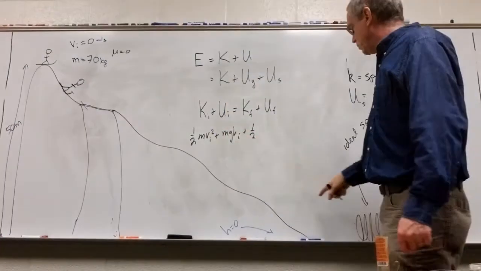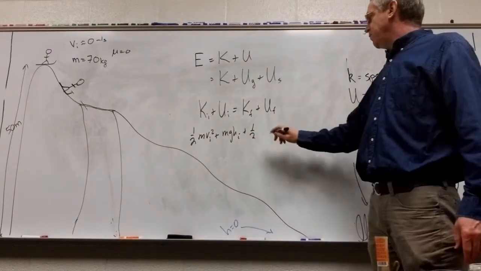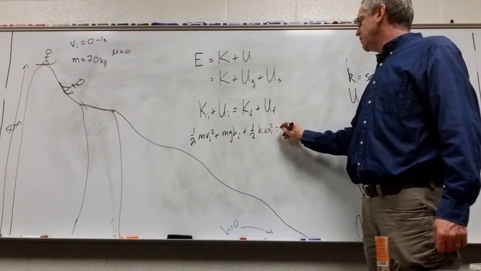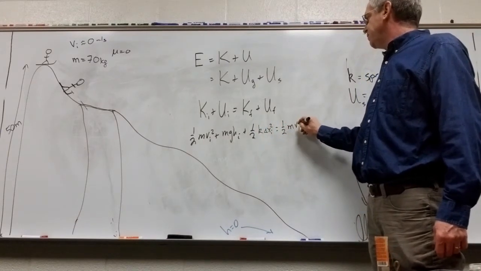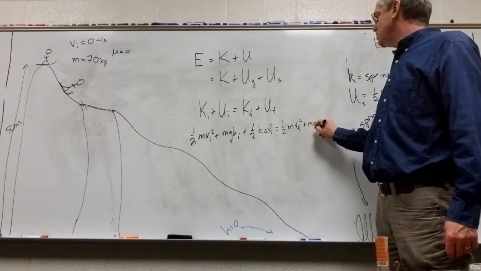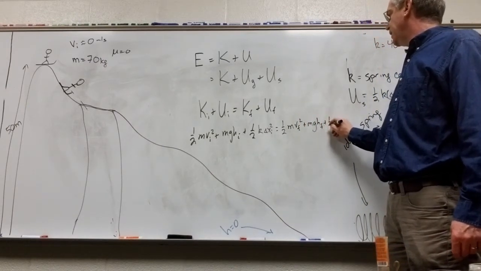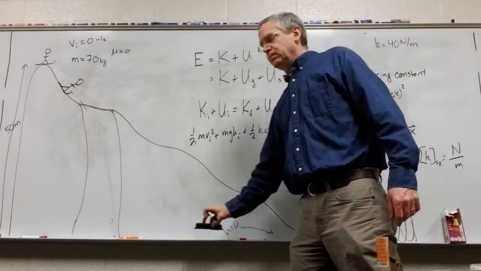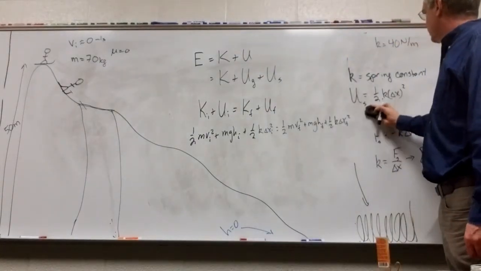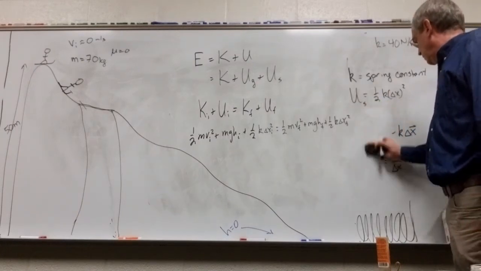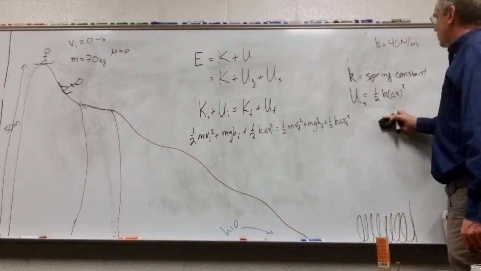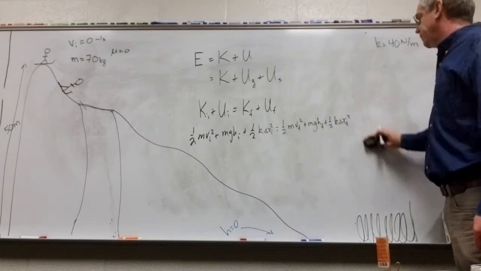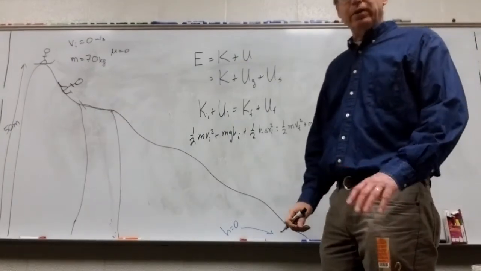The question is, how much will this compress? So I have 1/2 mv initial squared plus mgh initial plus 1/2 k delta x initial squared is equal to 1/2 mv final squared plus mgh final plus 1/2 k delta x final squared. And because you can pause and go back, I can erase this. All right, so now we see what we can get rid of.